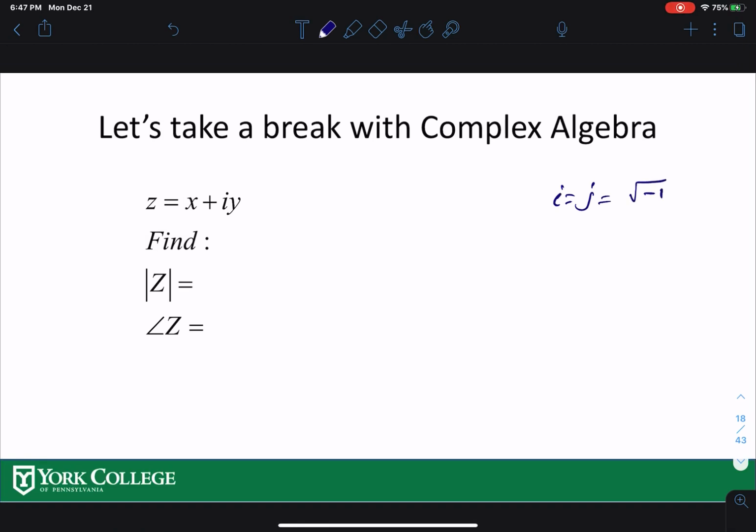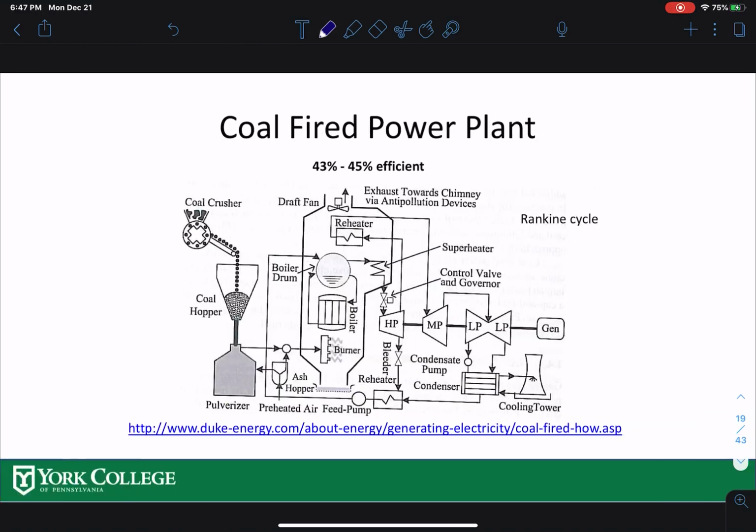You all know that. So the magnitude of this complex number over here would be the square root of x squared plus y squared. And the angle for this complex number would be tan inverse of y over x. You all know that. So we're going to just start from the beginning. Then let's see where else we can go with this.